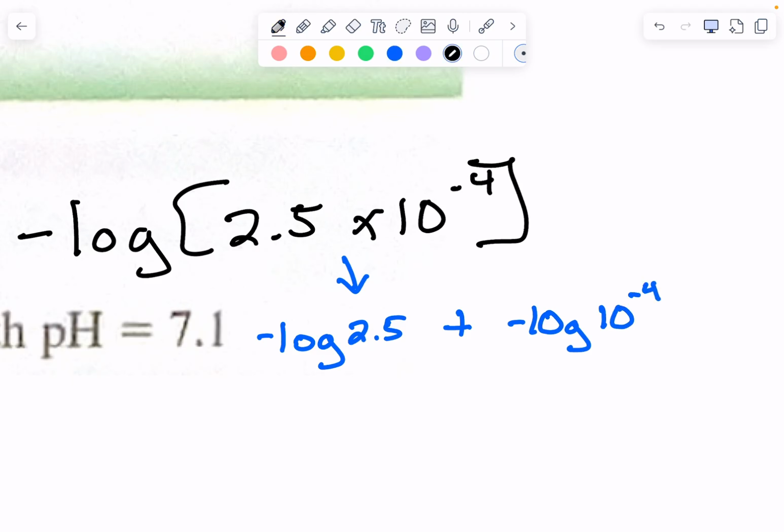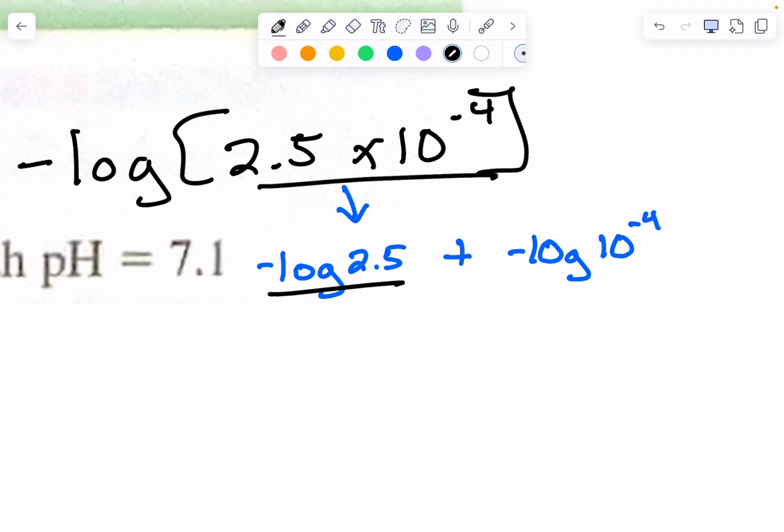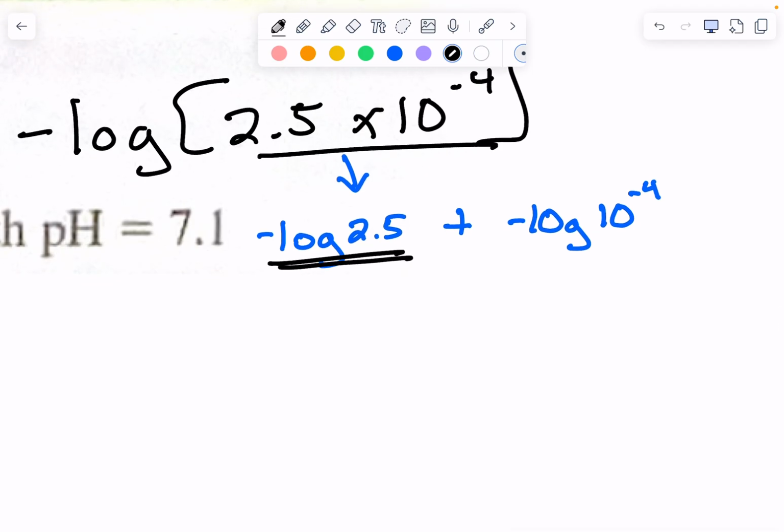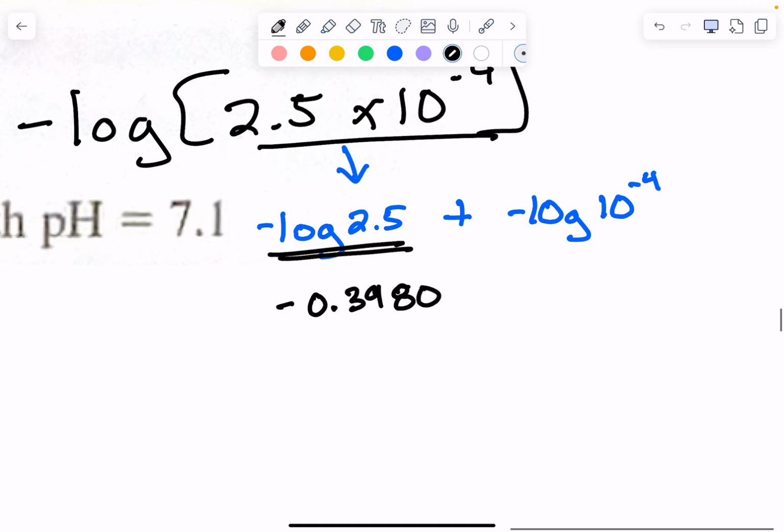All right, let's chat about this. We have to break it apart. Or can we just plug it into the calculator this way, okay? But if we break it apart, if we do negative log of 2.5, somebody do negative log of 2.5. Negative 0.3980. Yeah. Okay. Hold on. Just wait.